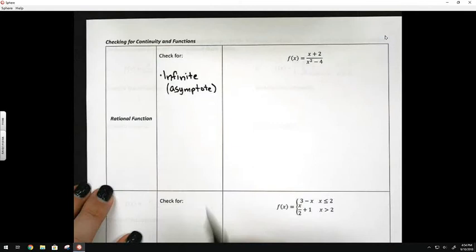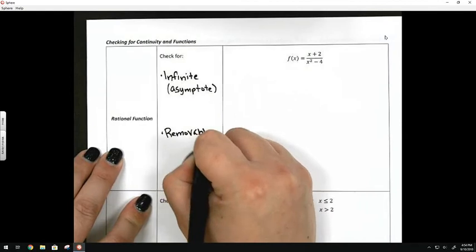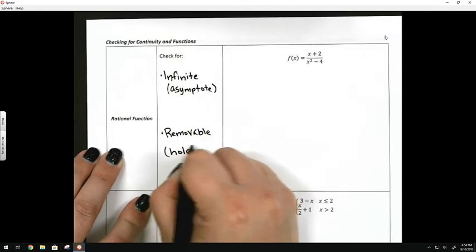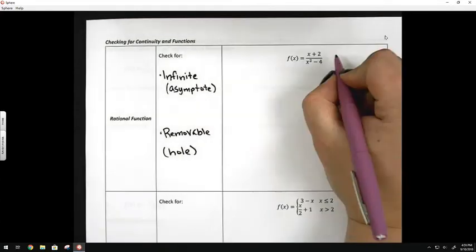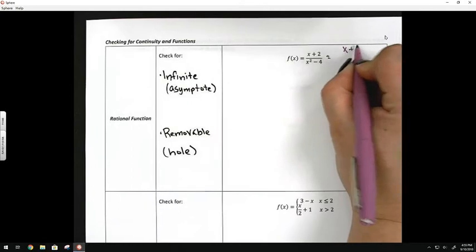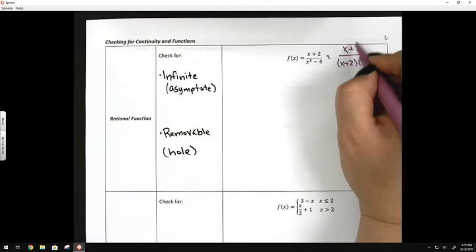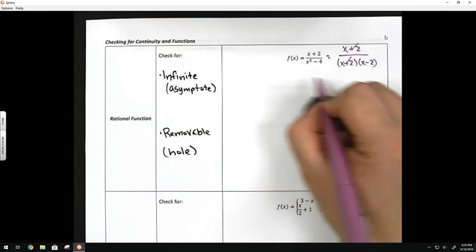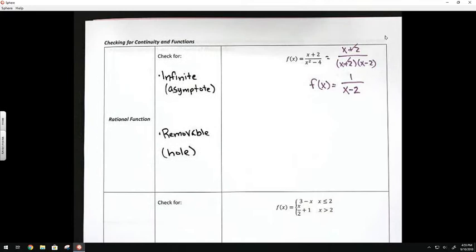And then we can also look for removable discontinuities, which means we're looking for a hole. Okay, so if we've got f of x equals x plus 2 over x squared minus 4, well, hopefully by looking at that, you guys can tell me we can factor the bottom to be x plus 2, x minus 2. And those x plus 2's actually cancel each other, which means we can simplify f of x down to 1 over x minus 2. But what we need to be careful of is crossing off that x plus 2. That's actually what created a hole right there.